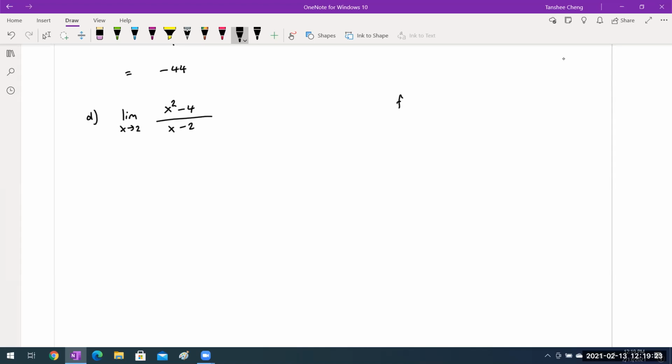If I have a function that is x squared minus 4 over x minus 2, we see that it factors into x minus 2 and x plus 2, and then the x minus 2 reduces.